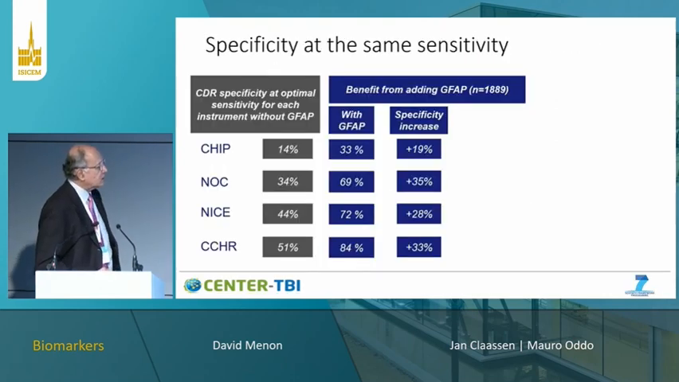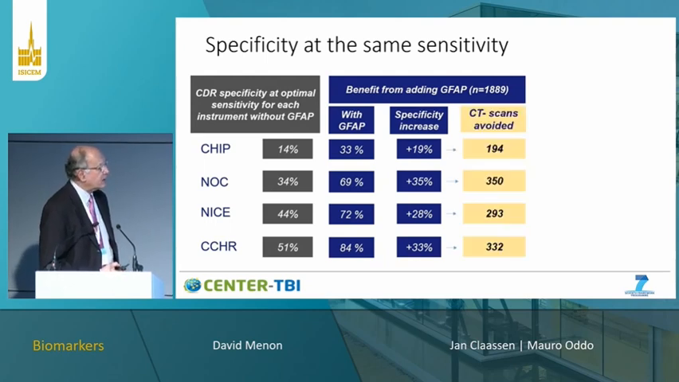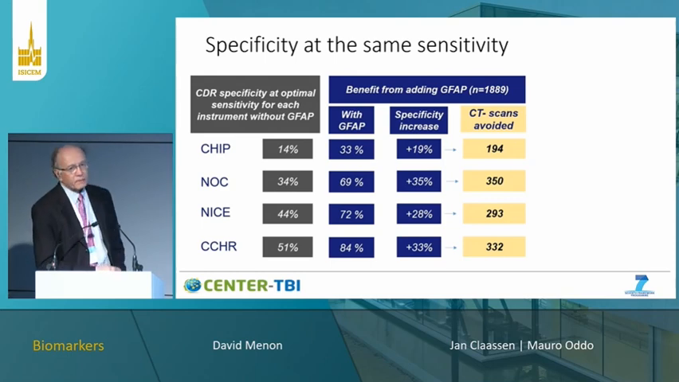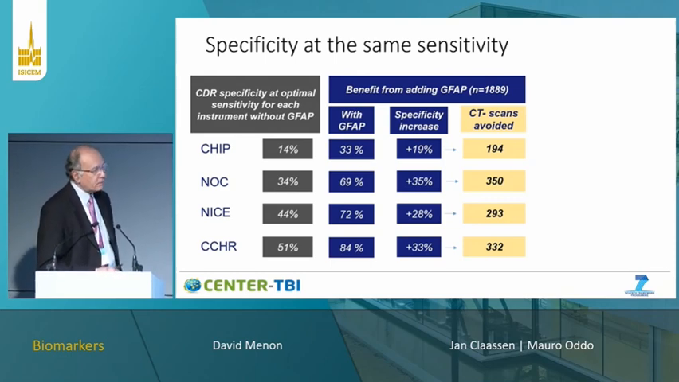So how does it work? For each of these CT prediction rules, we've used the optimal sensitivity for that tool and looked at the specificity, and you can see that the specificity varies substantially. But when you add GFAP, the specificity goes from 14 to 33%, 34 to 69, and so on, and the increment in specificity is this. So that's statistically interesting, but what does it mean in real terms? Well, this is the number of CT scans avoided on a baseline of just under 2,000 patients. So it's a substantial number of CT scans that might have been avoided by adding biomarkers.